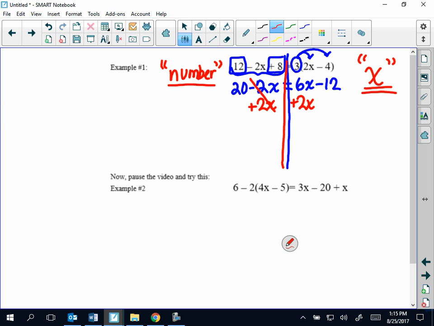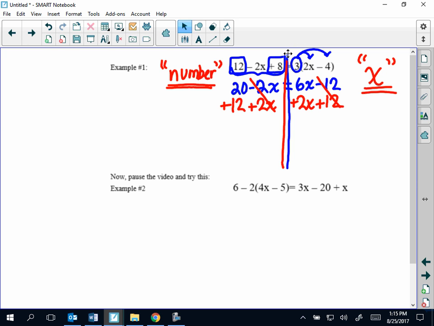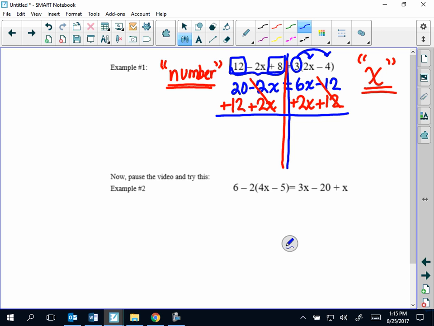Since I want the numbers on the left-hand side of the equal sign, I want to get rid of this negative 12 over here that's on the right. And I do that by adding 12 to both sides. When I do that, it will take care of the numbers on the right. And I'll end up with exactly what I wanted. I end up with only 32 on the left, which is a number, and I end up with 8x on the right, which is a letter.